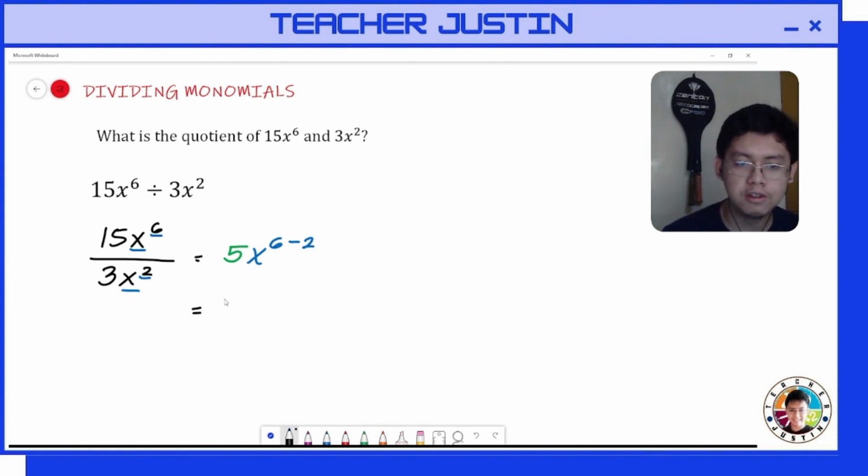Then let's simplify. So the quotient of these monomials will be 5x raised to 4. That will be our final answer. Ta-da! And that is it.